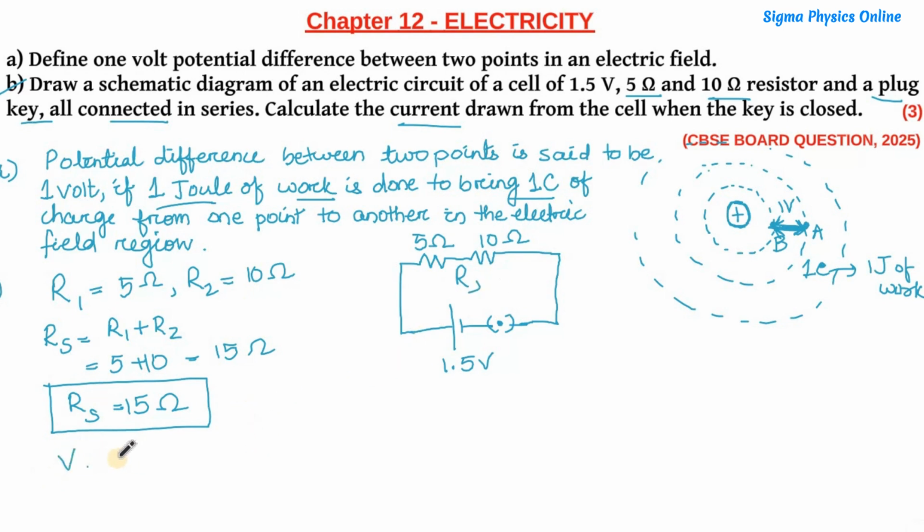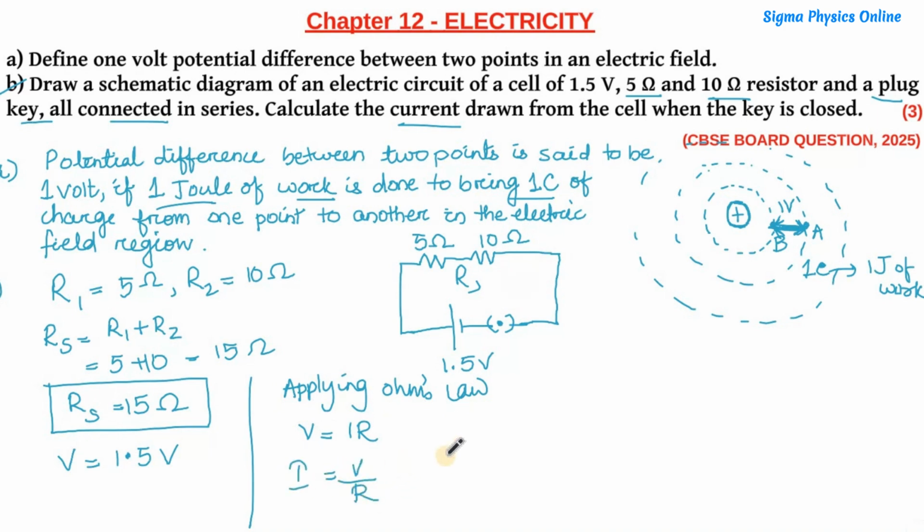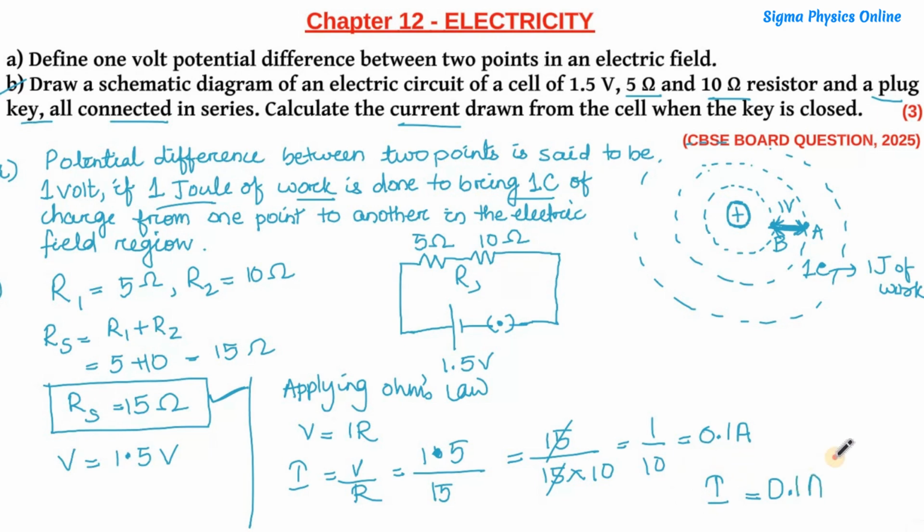Now we have the potential difference given is 1.5 volt. So now we'll apply Ohm's law. Applying Ohm's law, V is equal to IR. So I will be V by R. The potential difference is 1.5 volt, divided by the equivalent resistance we got here, which is 15 ohm. That is 15 by 15 into 10, which is 1 by 10, that is 0.1 ampere. Hence the current in the circuit is 0.1 ampere. So I hope you have understood the solution to this question.